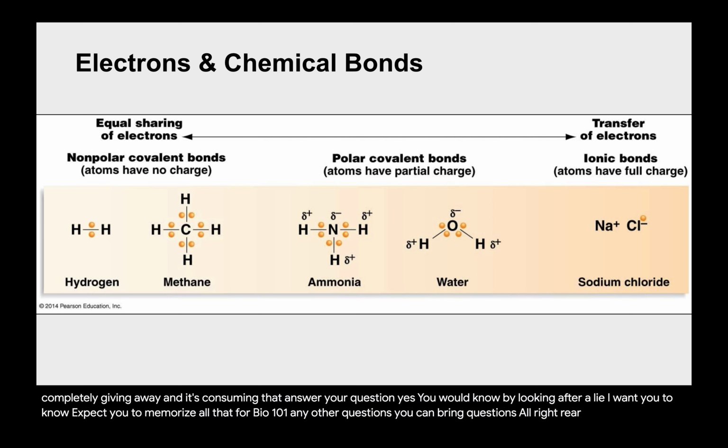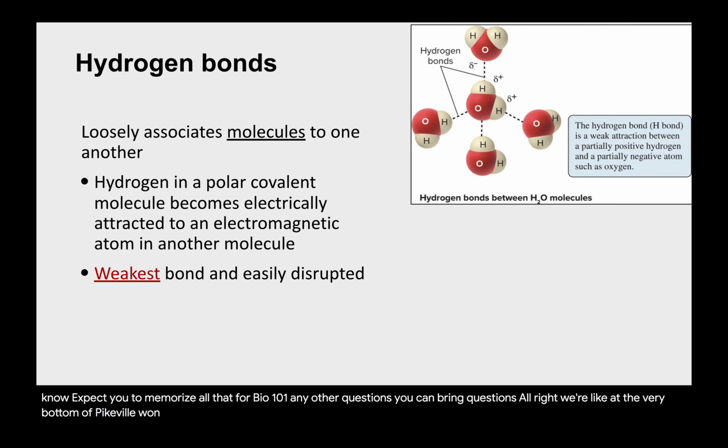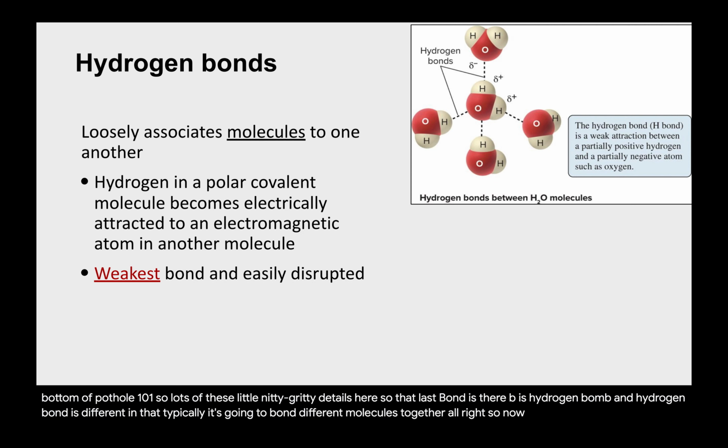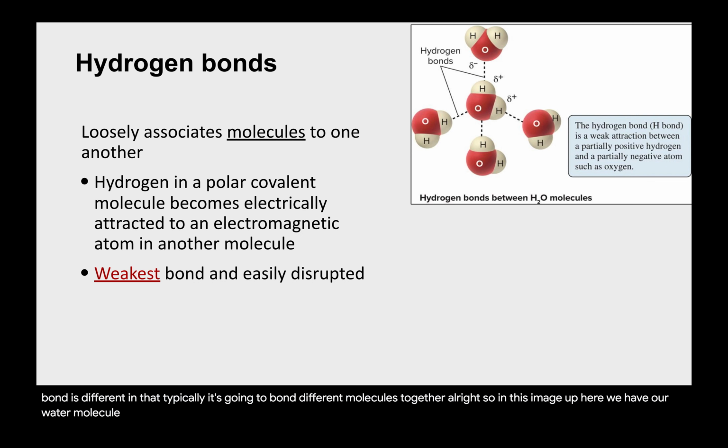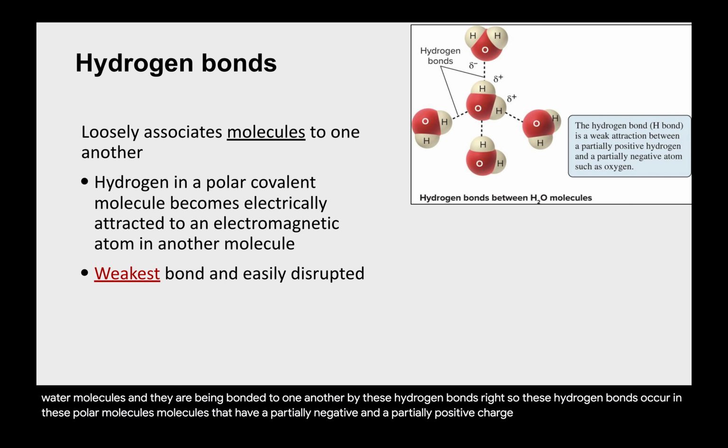All right. We're at the very bottom of Bio 101, so lots of these little nitty-gritty details here. So that last bond is going to be a hydrogen bond. And a hydrogen bond is different in that typically it's going to bond different molecules together. So in this image up here, we have our water molecules, and they are being bonded to one another by these hydrogen bonds. These hydrogen bonds occur in polar molecules, molecules that have a partially negative and a partially positive charge to them.